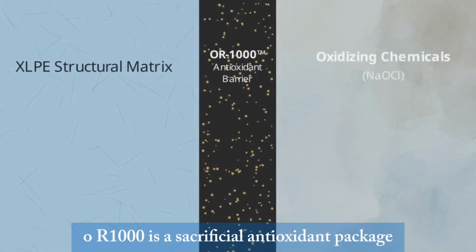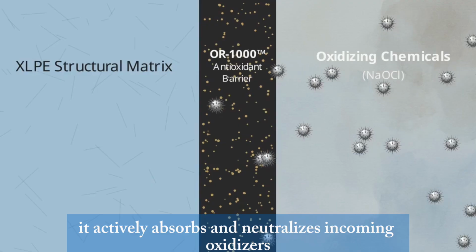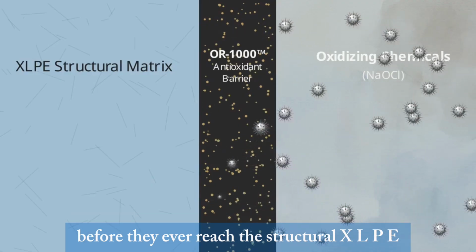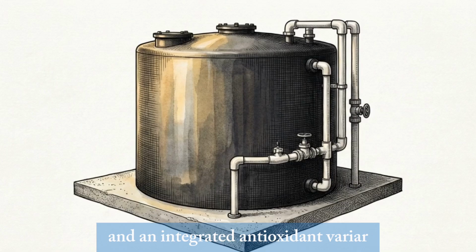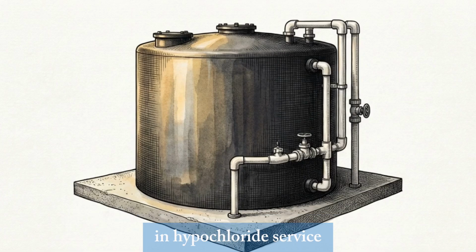OR1000 is a sacrificial antioxidant package molded directly into the interior wetted surface. It actively absorbs and neutralizes incoming oxidizers before they ever reach the structural XLPE matrix behind it. Omitting cross-linking and an integrated antioxidant barrier guarantees molecular degradation. XLPE with OR1000 is mandatory for long-term survival in hypochlorite service.